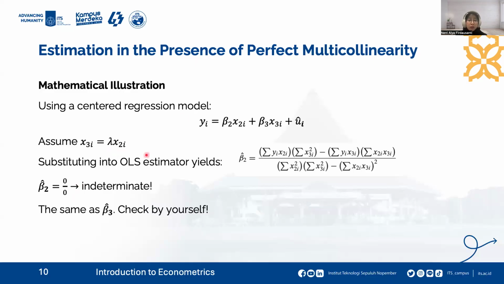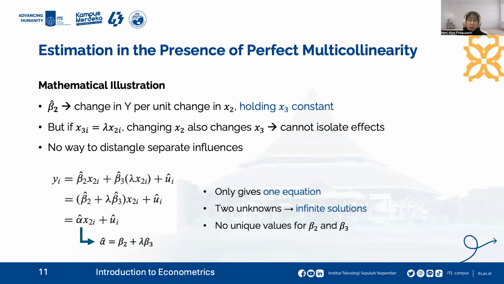You can prove it by yourself by substituting the x3 with lambda x2. Every x3 here, you change it to lambda x2, this one also, and this one too, and this one too. And it will lead you to this final result, which means that we will have indeterminate results. Same as beta 3, you can check by yourself. So that's the consequence of multicollinearity if they are perfectly multicollinear.